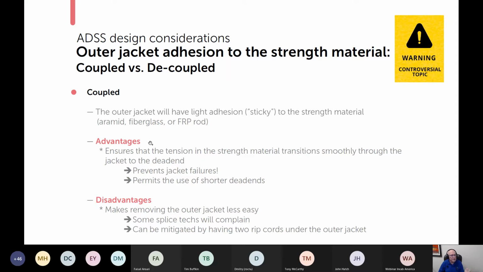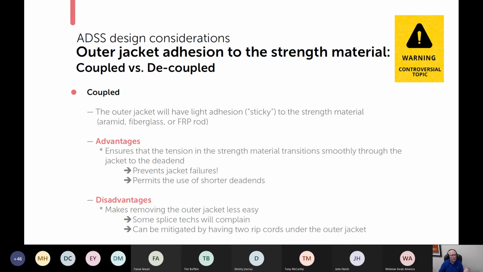And the advantage is that this construction ensures that the tension in the strength material transitions smoothly through the jacket to the dead end, because you've got to think of the physics here. What's going on? You've got tension in your strength element. It's carrying the load. It's got to get to the dead end, which is connected to your structure, the pole, whatever it is. And to do that, it's got to go through the jacket. It's got to pass the transition through the jacket.